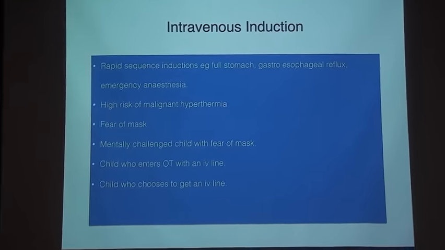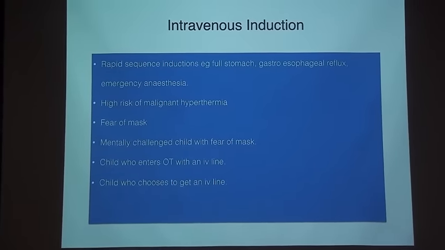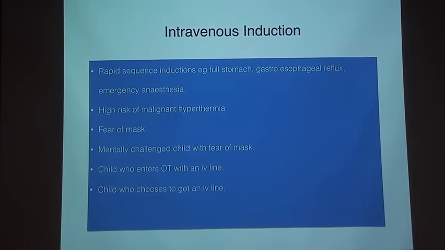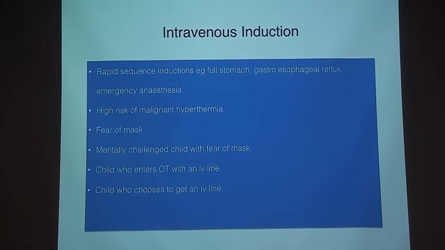The volume of distribution in children is very, very high. So the dose of propofol is not around say 2 milligram per kg. It can be as high as 4 to 5 milligram per kg. So please remember that the volume of distribution is high.